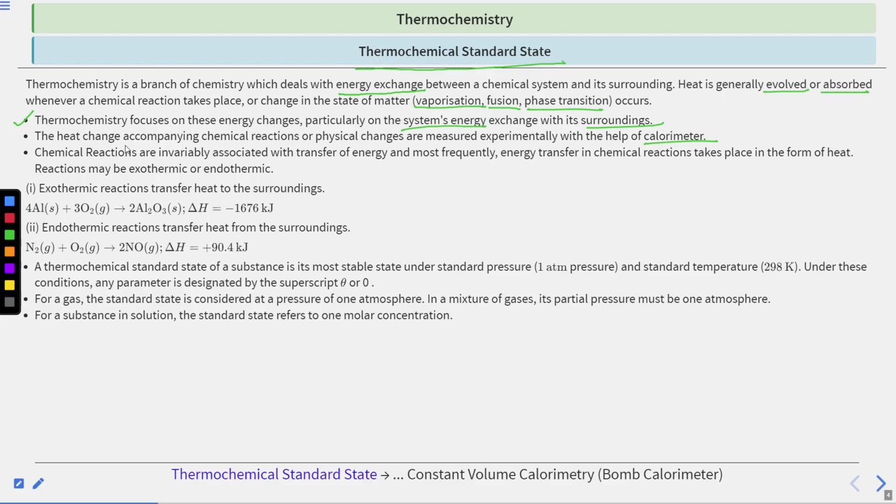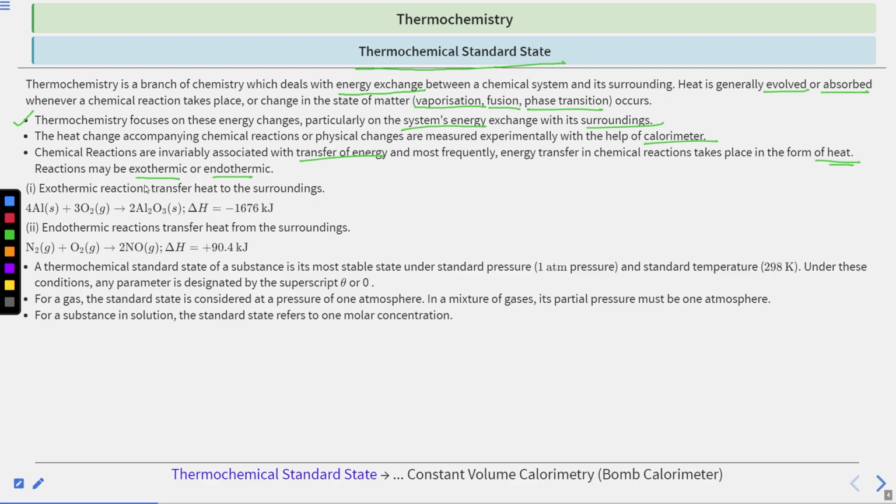Chemical reactions are invariably associated with transfer of energy, and most frequently the energy transfer in chemical reactions takes place in the form of heat. Reactions may be exothermic or endothermic, and on the basis of transfer of energy in the form of heat, we can divide our reactions into two categories, that is exothermic or endothermic reactions.